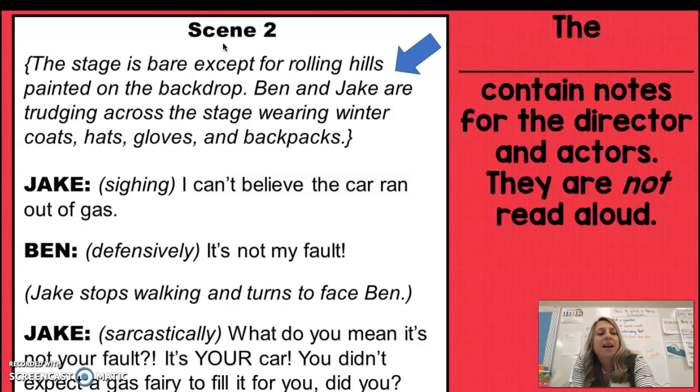You notice besides the actors' names, before the dialogue, there is parentheses, and it says sighing, defensively, sarcastically. So that is how the actor is saying that. When I read a play, I don't read those words out loud, but I do act them out that way. So I can't believe the car ran out of gas. It's not my fault. So do you notice how I didn't say those words, but I acted that way? And so the reason those are there, it tells the actor how to play, but me as the reader, it helps me understand how that character is feeling.